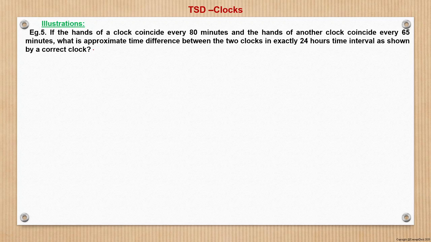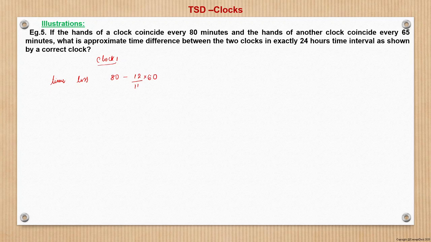So let us see what the question says. There are two clocks. Clock 1 meets every 80 minutes, right? So what is the time gain or time loss? Usually in a clock which is correctly showing the time, the two hands meet after 12 by 11 hours. But here it's meeting after 80 minutes, which is more than 12 by 11 hours. So here it will be a time loss. Time loss will be 80 minus 12 by 11 hours.